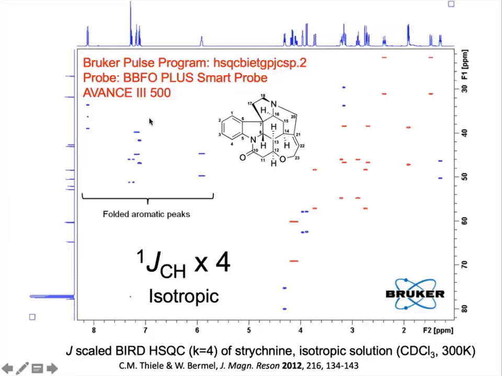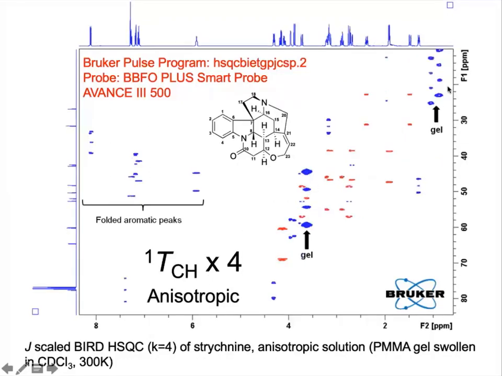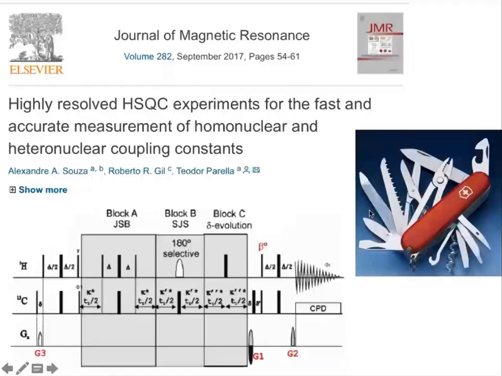This one is the folded aromatic peak. You see all the splitting in F1 and with a scaling of 4. And then here is in the gel, and then you can see inside and outside, so you can see both signals here. And if you ask me, I can provide the pulse program that runs in Bruker.